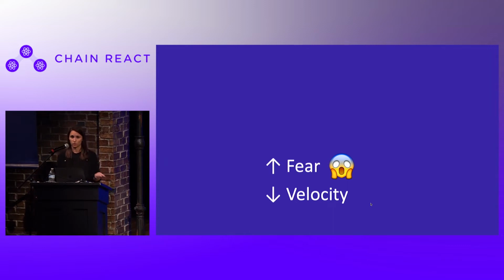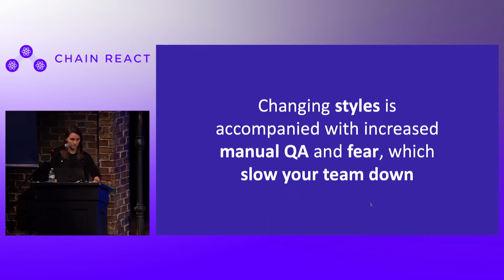You'll spend more time doing manual QA on all of these use cases, or you might end up creating branching logic in your button because you're too nervous to change it for every single button across the website. That makes your code more complex and then more difficult to manage in the long run. So just to sum up this point, what I'm arguing is that changing styles is accompanied by increased manual QA and fear, which will ultimately slow your team down and prevent you from shipping features as fast as you can and delivering value to your users as well as to your company.